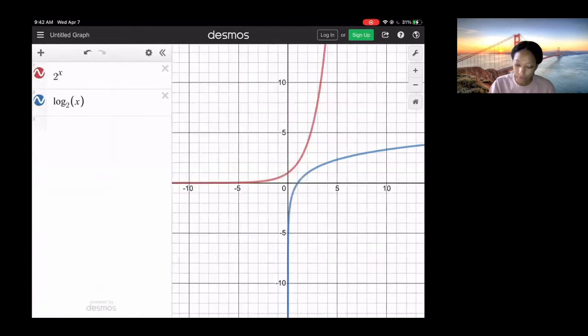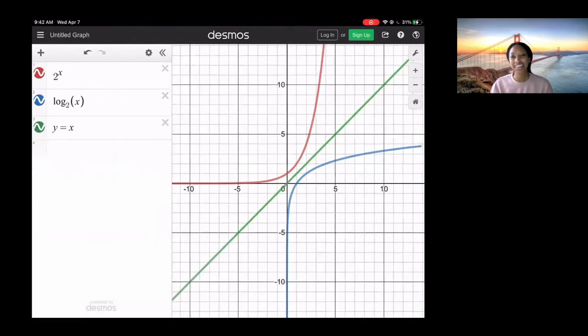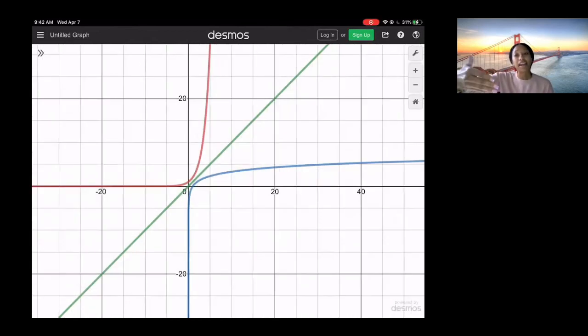And then one last thing I'm going to graph, the line y equals x. There we go. If you look at the red curve and the blue curve, if you reflect the red graph over the green line, you get the blue graph. So that's how inverse functions work in their graphs. Basically they are opposites.